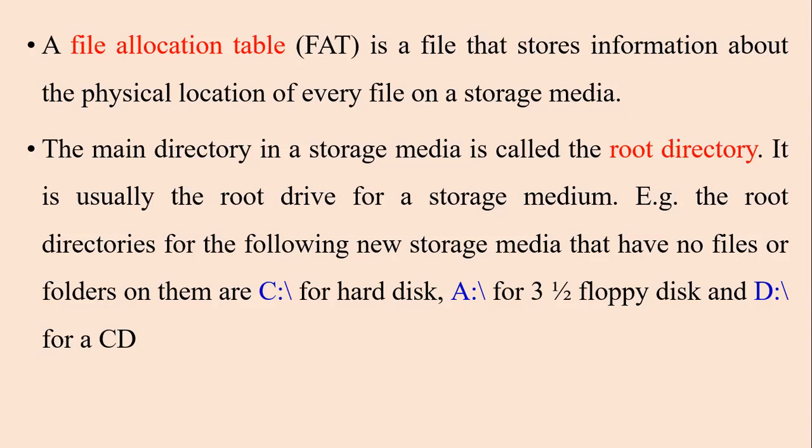For example, the root directories for the following new storage media that have no files or folders on them are, just as I have said, C colon for hard disk. For the floppy disk, which of course are outdated these days, we had A colon. For optical disks, for example, CD, we can use D colon. So those are the root directories. Root directory usually refers to the storage media that contains your directories or subdirectories and the files.